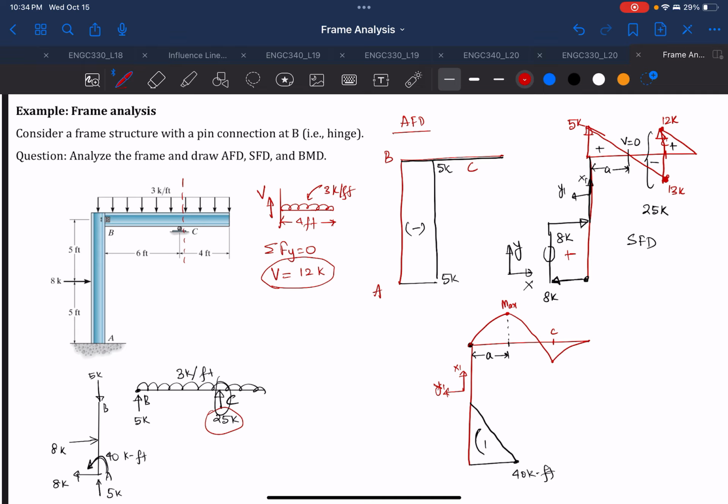And if you wanted to know what is the moment around here, we can find that if we assume this as your M. So if you take summation of M equal to 0, you'll find M is equal to minus 24 kip-feet. So you'll see that this is minus 24 kip-feet. So that will be your negative.